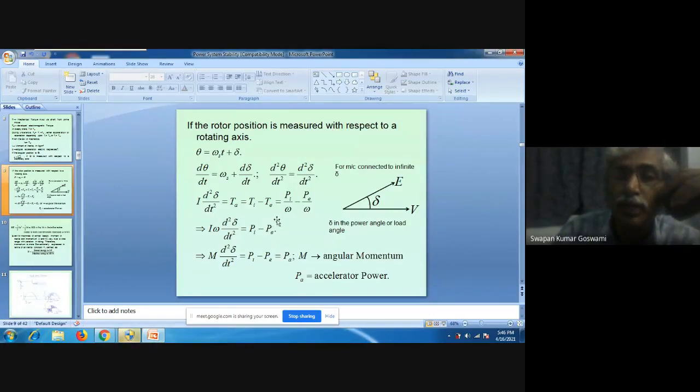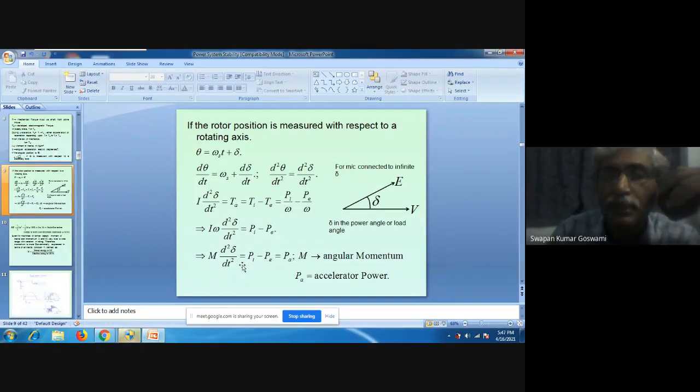Or we can say that I omega d2 delta dt2 equals Pi minus Pe, which is Pa. In place of I omega, we are writing M, because we define angular momentum as the product of rotor angular speed and moment of inertia. So M d2 delta dt2 equals Pi minus Pe equals Pa. This is the desired expression.